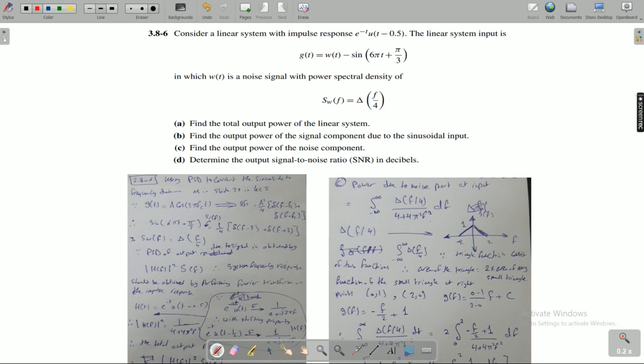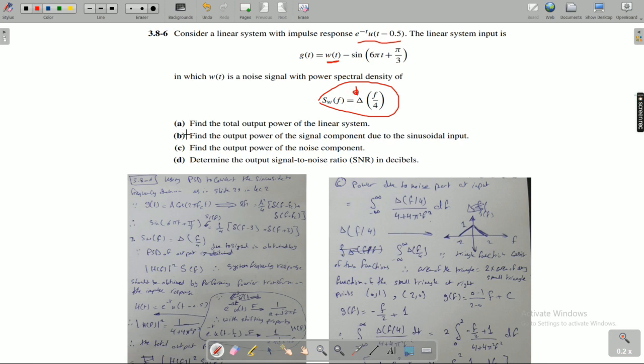Consider a linear system with impulse response e power negative t multiplied by u of (t minus 0.5). This is the impulse response of the system. The input is g of t equals w of t, which is the noise signal, minus sine of (6 pi t plus pi over 3). W of t, as we have just mentioned, is a noise signal, and its power spectral density is as follows. This is a triangle function, this delta. Okay, and we will see how we will draw it right now.